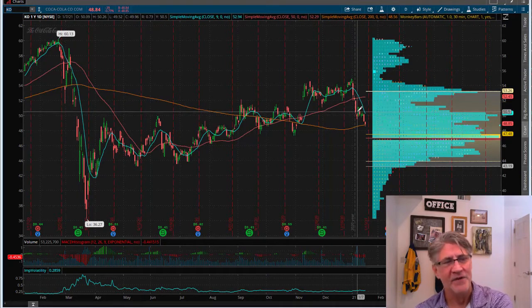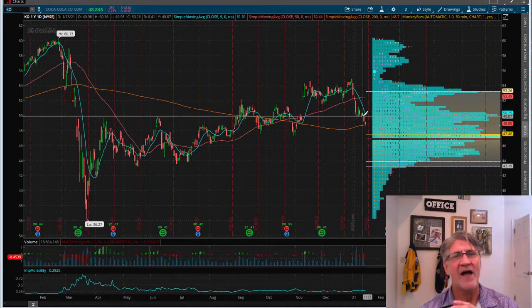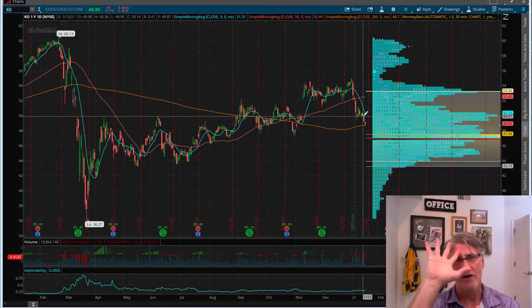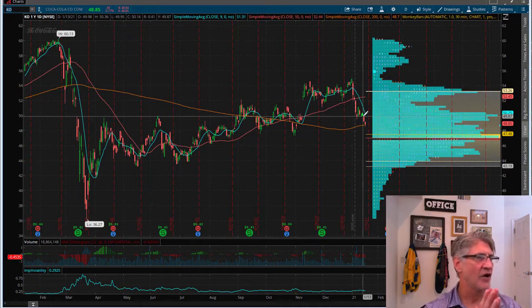Now, what has happened since then? We've gone down. So I've had to pay a higher debit. I paid a debit of 19 cents, and I had to get out of this for a $1.55 debit, which is a loss all in all of right around $1.74. So that was a losing trade on that end.